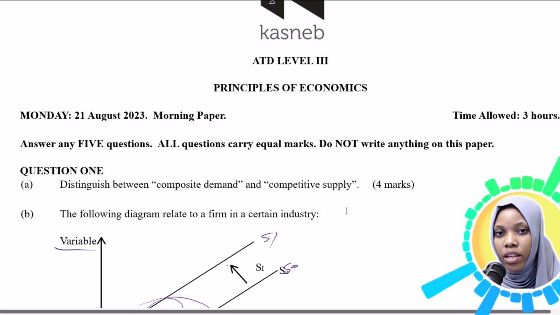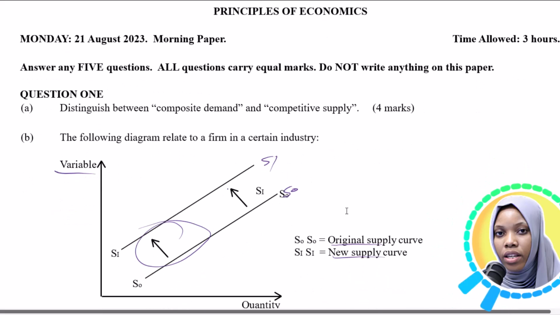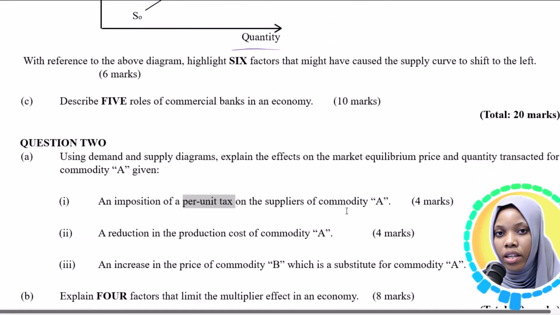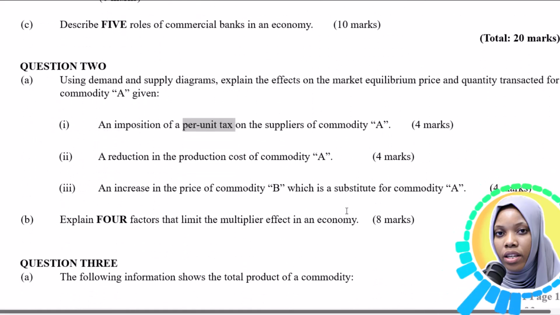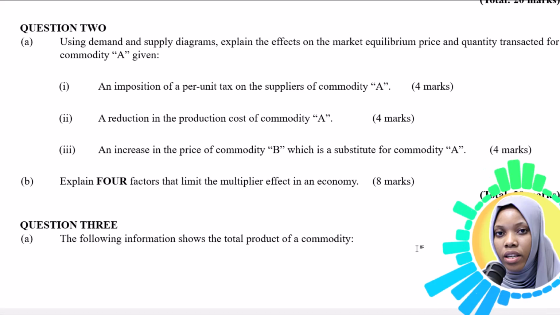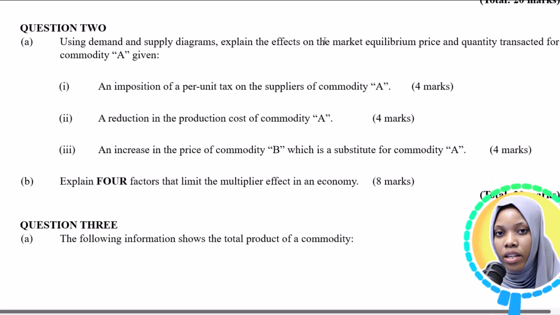Welcome back. Still on ATD Level 3 past paper, Principles of Economics. August 2023 is the sitting, and we have done question number 1. Now let's move directly to question number 2, and part A reads, using a demand and supply diagram, explain the effects on the market equilibrium price.